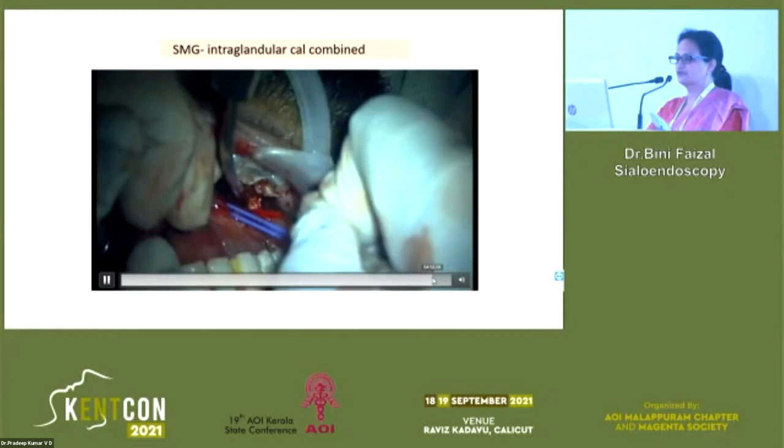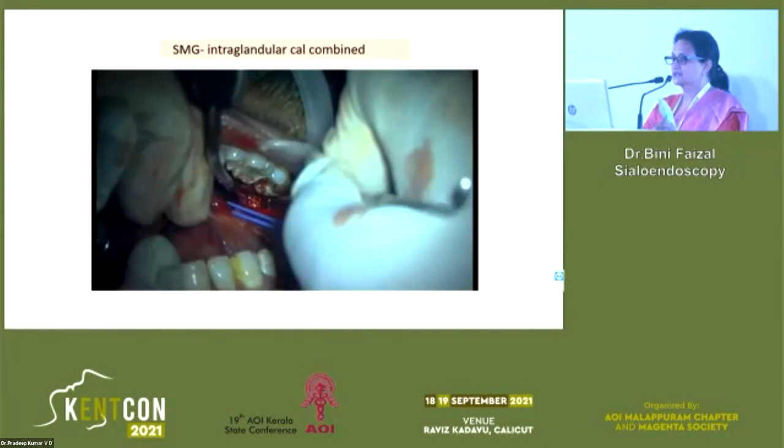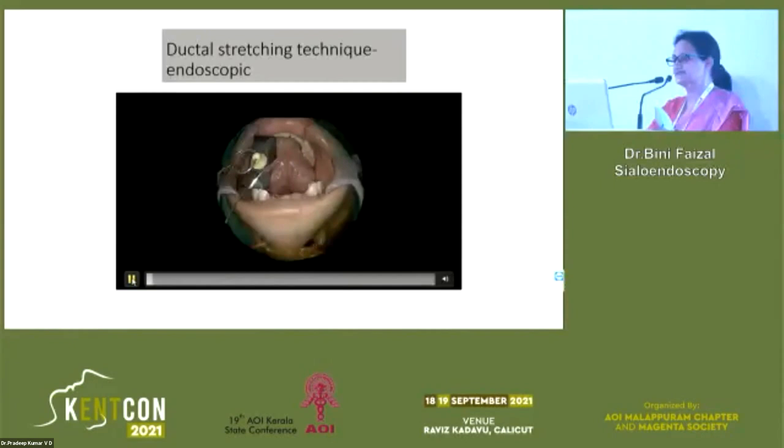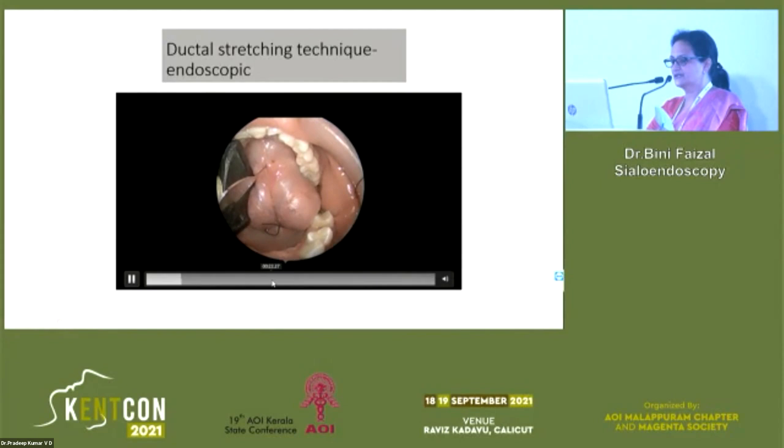So what I would like to say is, before, the dictum used to be if it is an intraglandular calculus, it is gland removal. It need not be, it can be removed the same way. And this is an endoscopic technique which can be practiced by those who have a nasal endoscope. You can use something like a dilator which will guide you where the duct is going to be, and then go intraorally, open the same way.